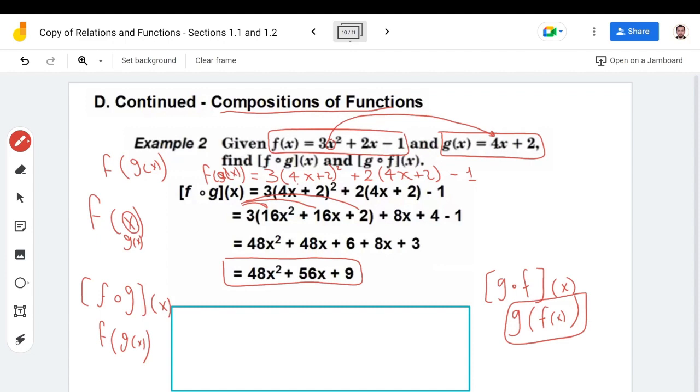Okay, yeah, let's try. So is it 12x squared plus 8x minus 2? Perfect. So that means you're correct. Perfect. Well done, girls. Well done. Did you finish it?